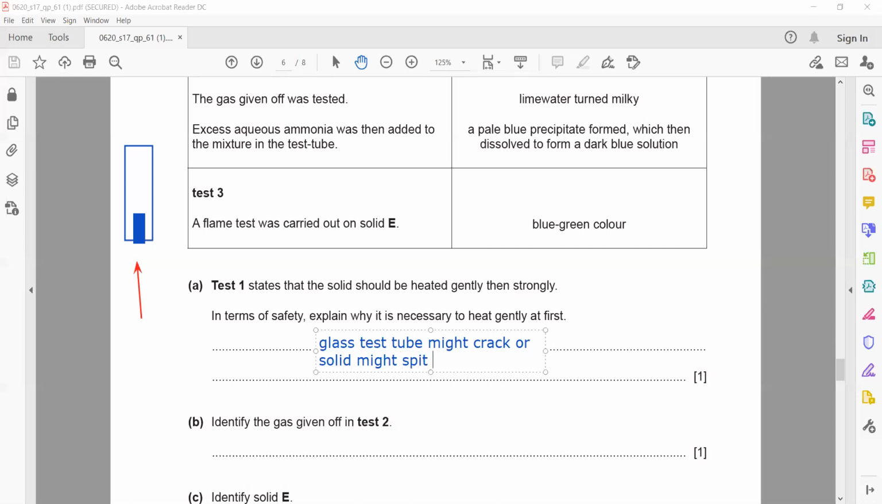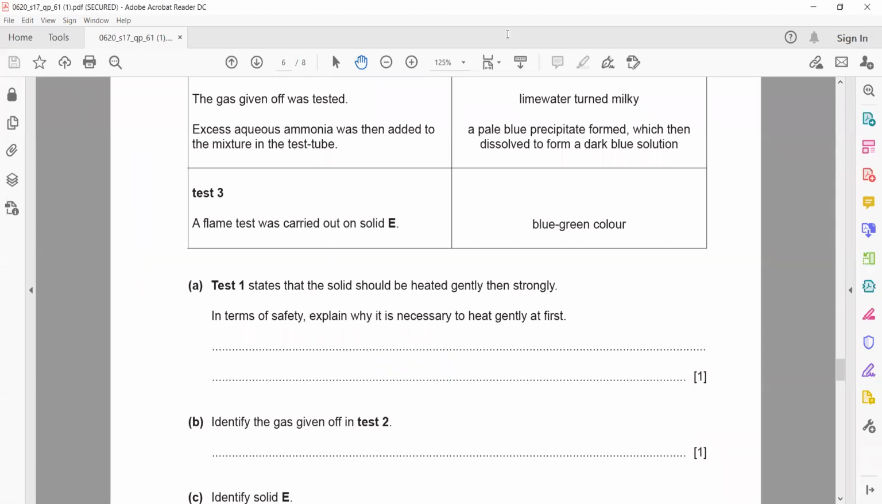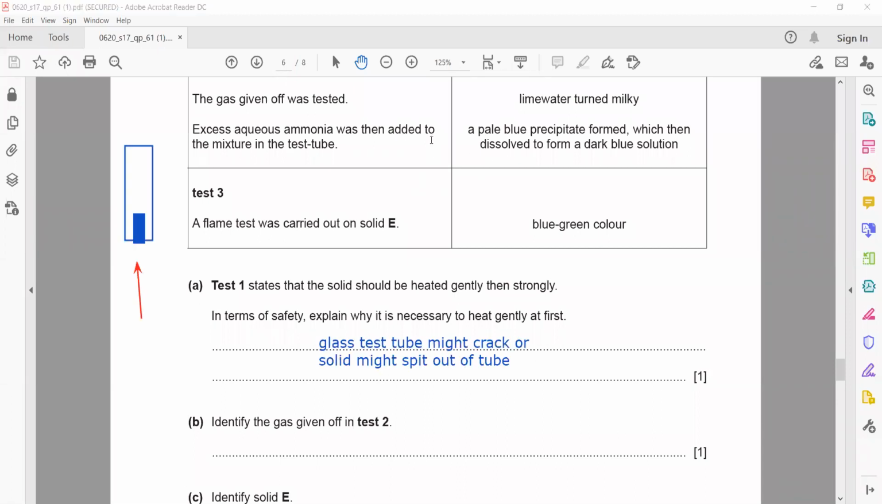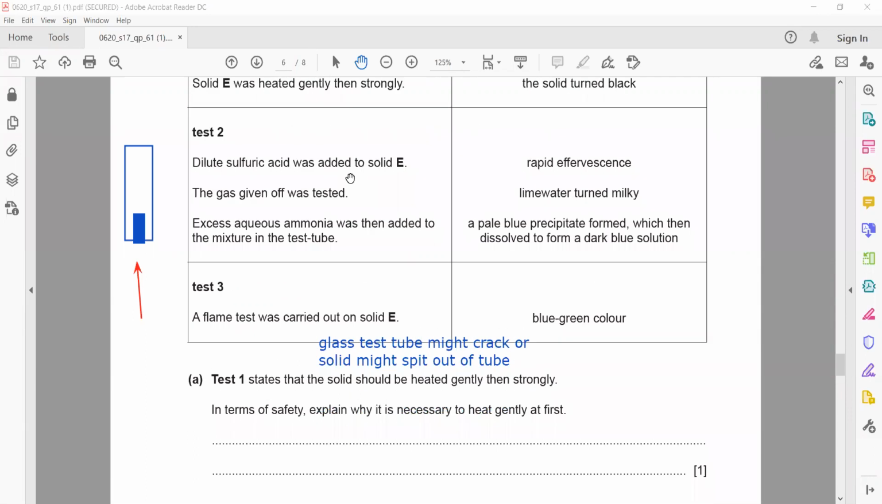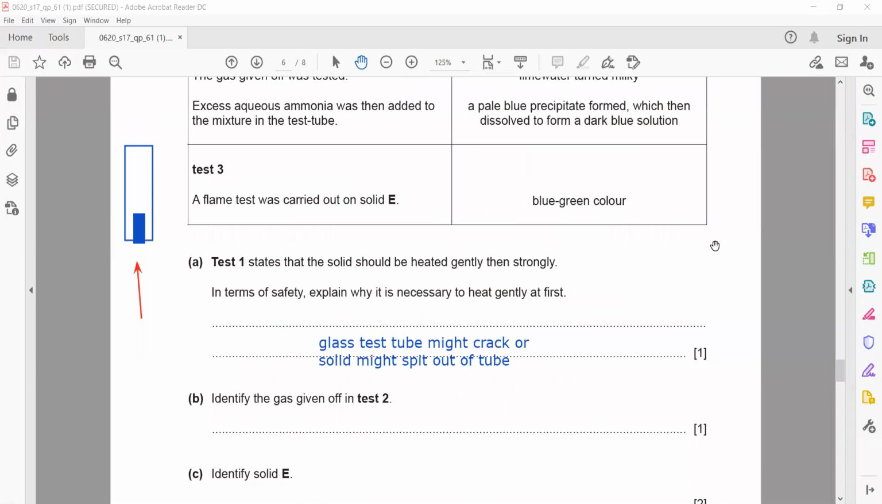The next part: identify the gas given off in test 2. Which gas is given off here in test 2? Carbon dioxide is there. Identify solid E. What is solid E? So it is copper carbonate, or copper(II) carbonate.